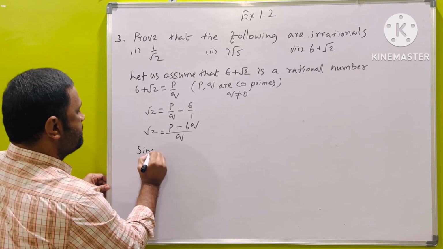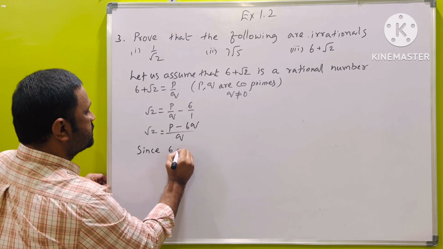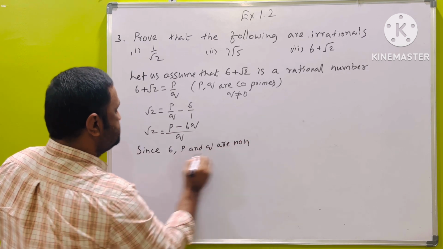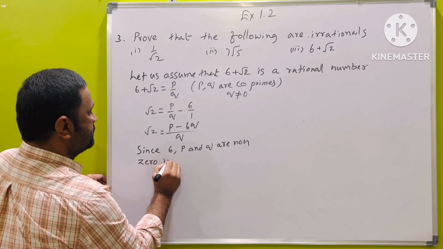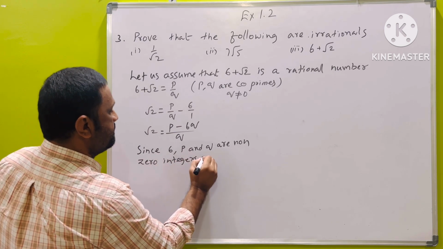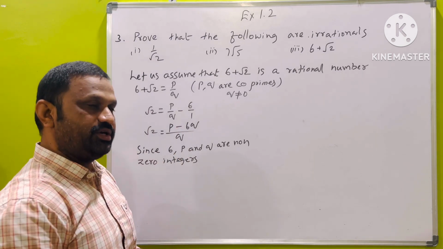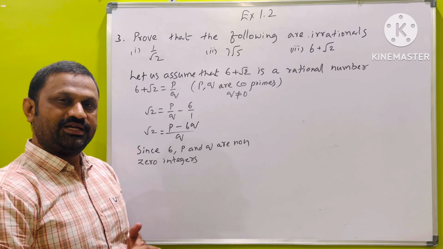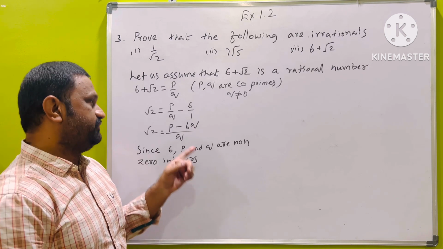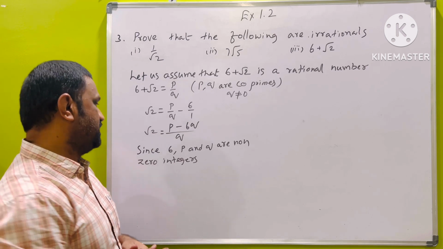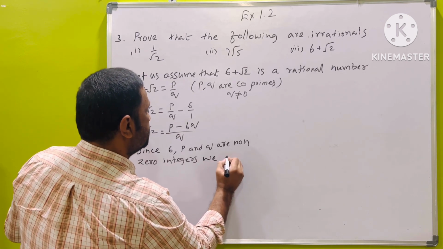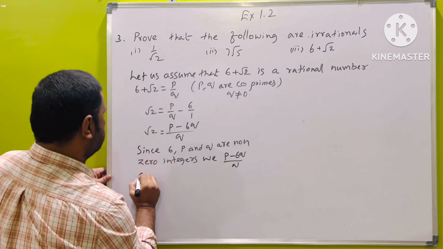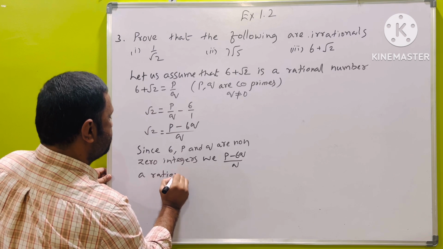Since 6, p and q are non-zero integers, if you perform any arithmetic operations such as addition, multiplication, subtraction or division, we will get p minus 6q by q, a rational number.